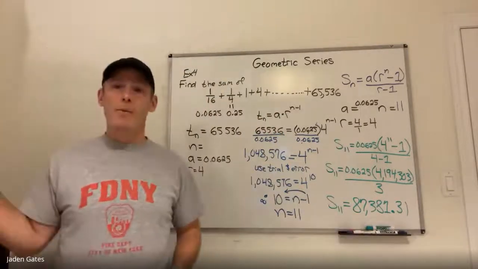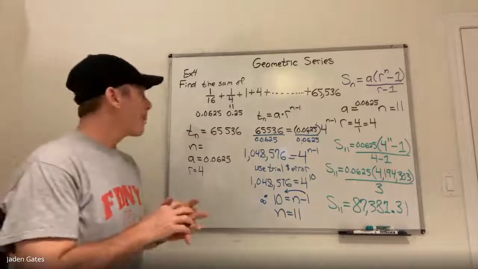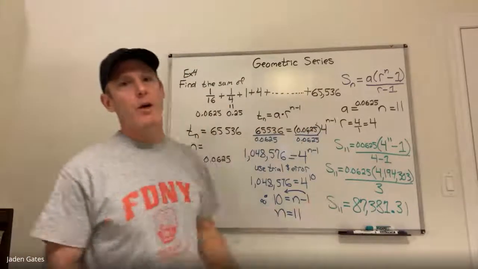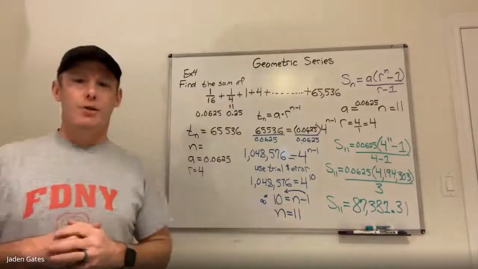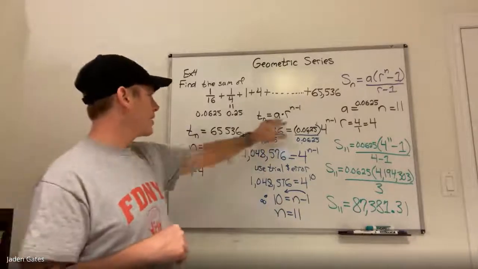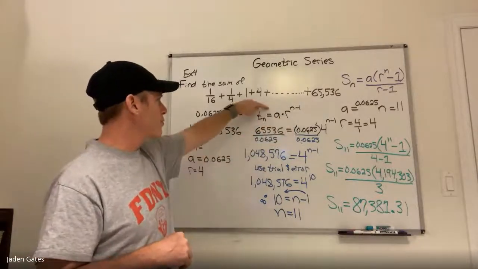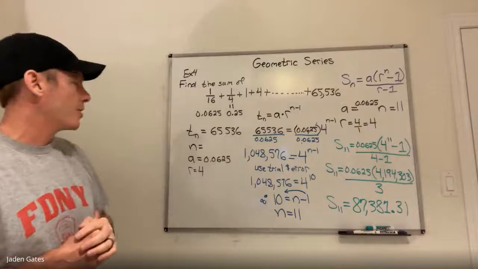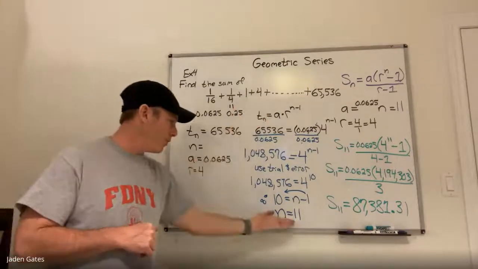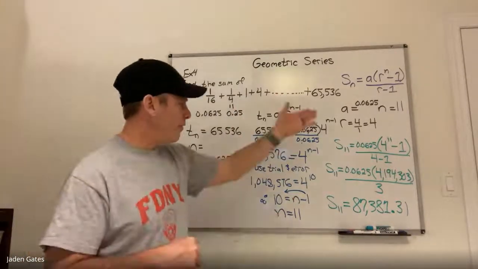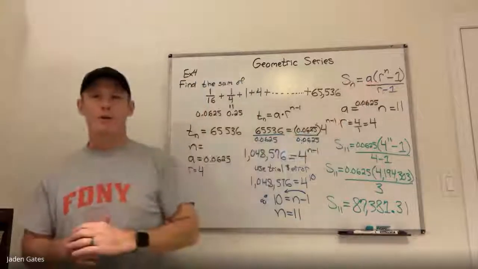Even though I didn't know how many terms there were at the beginning, I had to figure that out. That's something, again, we did with arithmetic series. But we had a different formula, so we had to use the general term of a geometric sequence to figure out how many terms there were, and then finally go back into our summation formula.